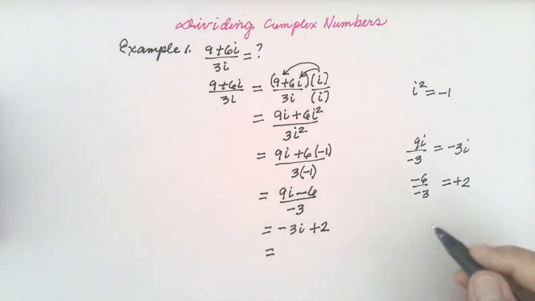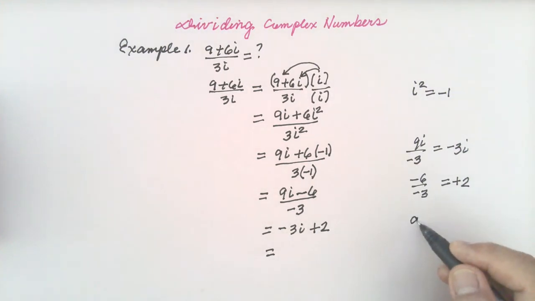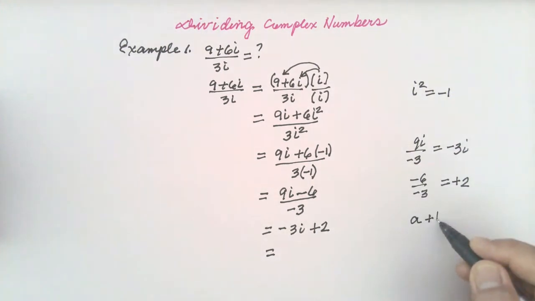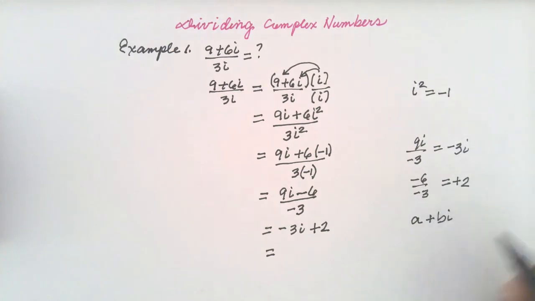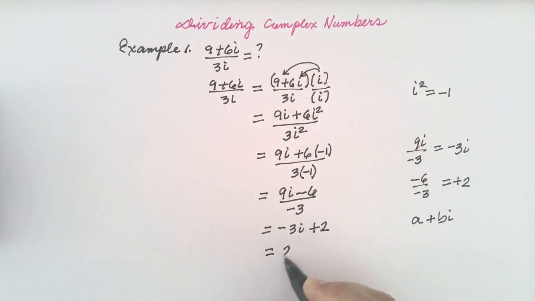Next, write the answer in the form of a plus bi. So this is now 2 minus 3i. So the answer is 2 minus 3i.